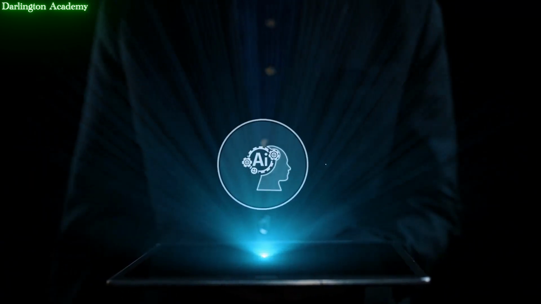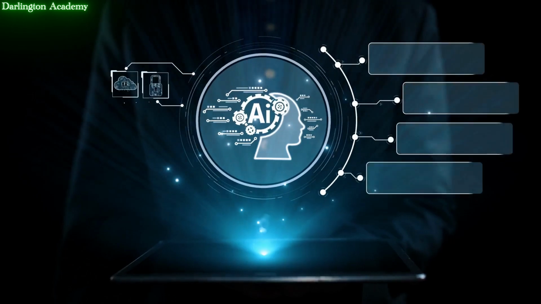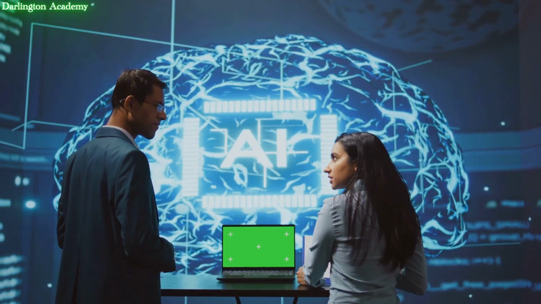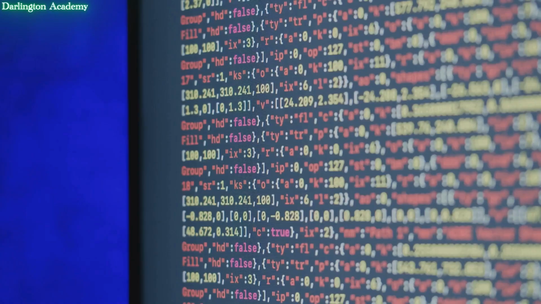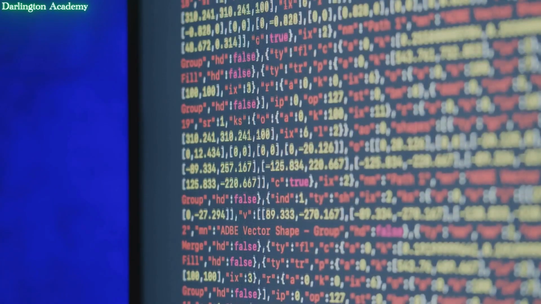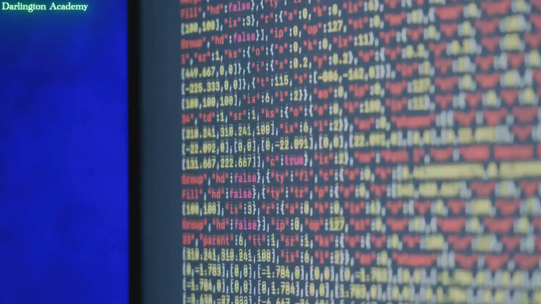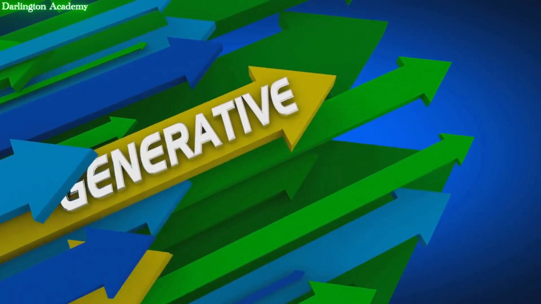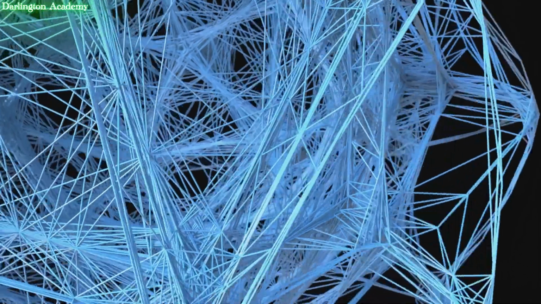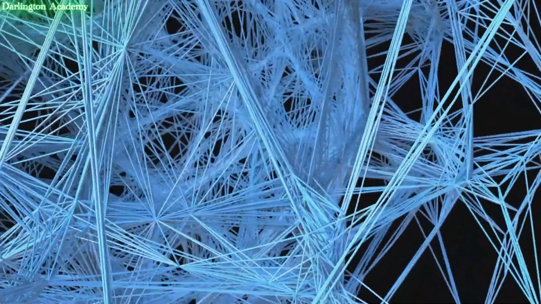Generative AI agents are a new breed of artificial intelligence. They go beyond simply analyzing data or following instructions. These agents can generate new content. This content can range from text and images to music, and even computer code. Think of them as digital artisans. They use their training data as inspiration. From this inspiration, they create something entirely new.